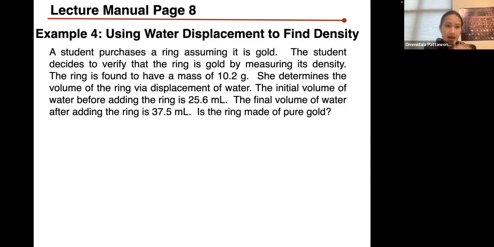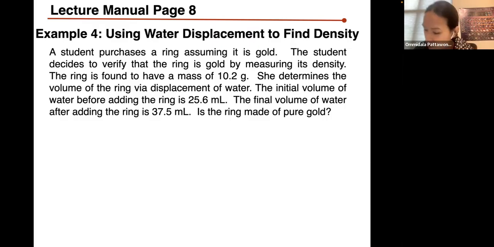Okay, so let's take a look at example 4. In this case, a student purchased a ring. It's assumed to be gold, but they're not sure. So in order to identify whether this ring is pure gold or not, we are going to figure out the density of this ring. We figured out that the mass of the ring comes out to be 10.2 grams. And then the volume, what is the volume here? It said that the initial volume of water before adding the ring is 25.6 milliliters. And after you add the ring, the volume of water has now become 37.5.